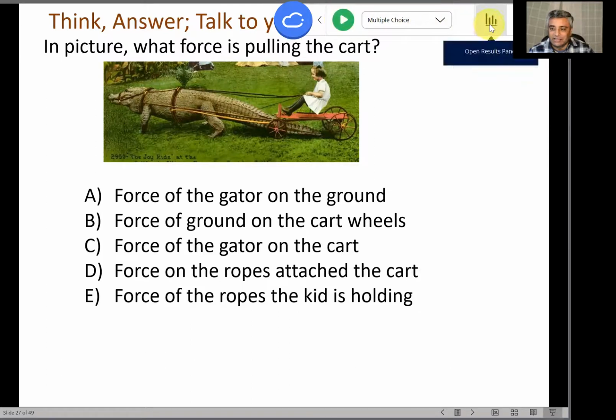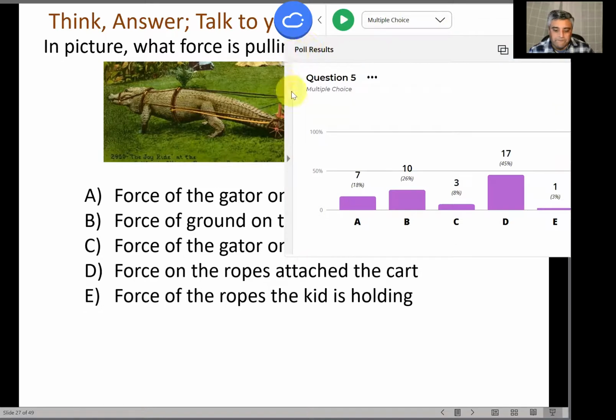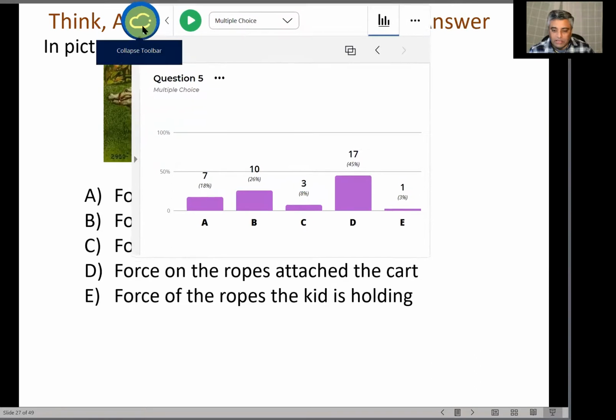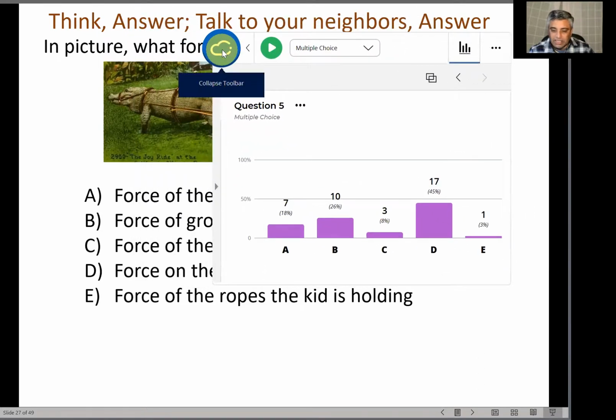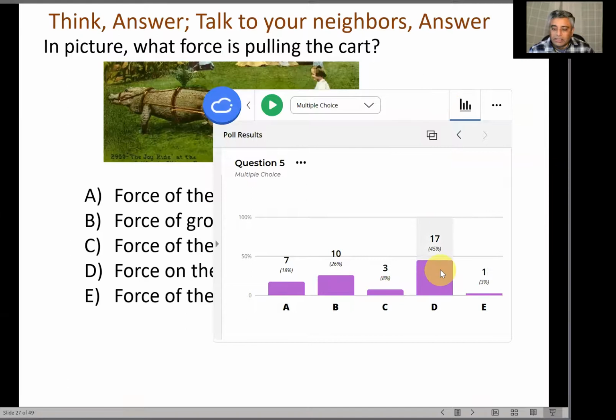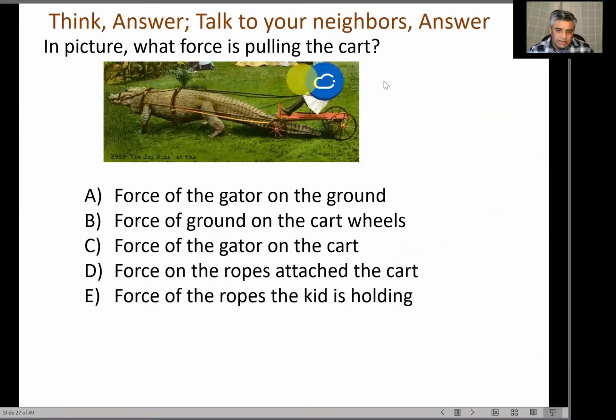Let's see. So we have a response to all of these, but the majority is for D. And I think D is the correct answer here: force on the rope attached to the cart. So it's the rope that's pulling the cart. The alligator is pulling the rope, and the rope is pulling the cart.